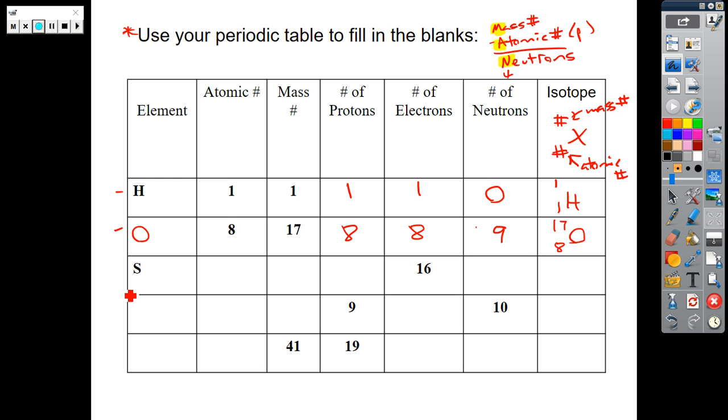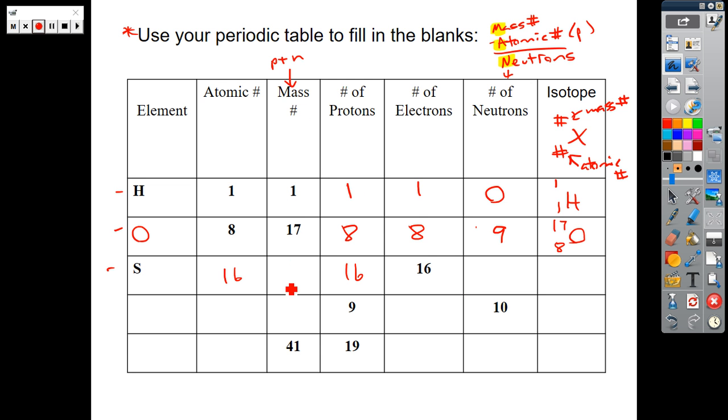All right. Next one, we got sulfur. Now, if you look on the periodic table, sulfur is atomic number 16. A mass number is technically equal to the protons and the neutrons added together. Right now, we don't know what the protons are, but we have an atomic number of 16 since it was sulfur, so we know the protons are 16.